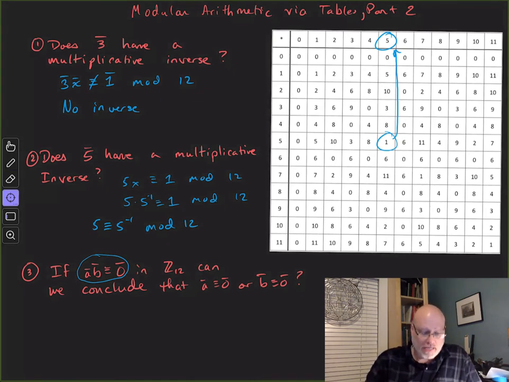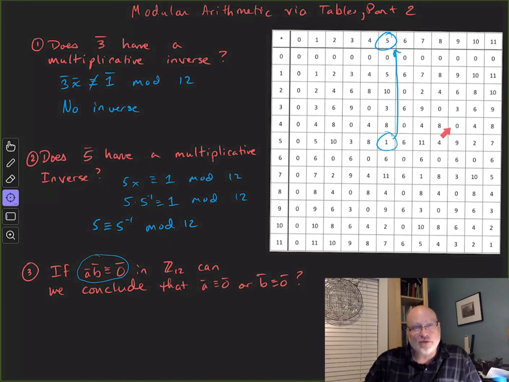If I go back to my chart again, I notice that in the top row, inside the chart, 0 times anything is 0. So there's an example where 0 clearly is one of the options. And if I look at this column, clearly anything times 0 is also 0. So far, so good. But the problem is, if I look at row 4 and start coming across, all of a sudden I notice that 4 times 3 gives another 0. That makes sense because 4 times 3 is 12, and 12 divided by 12 has a remainder of 0. Same thing happens at 6, and the same thing happens at 9.